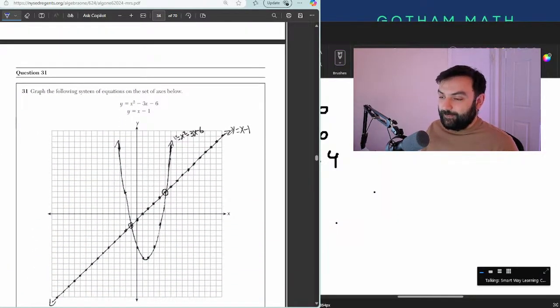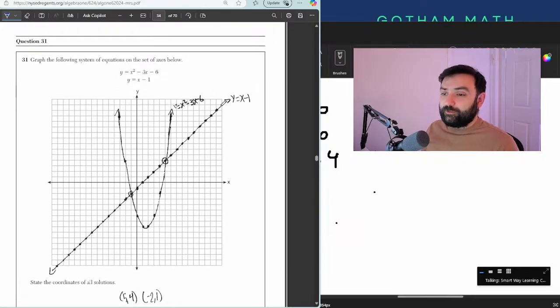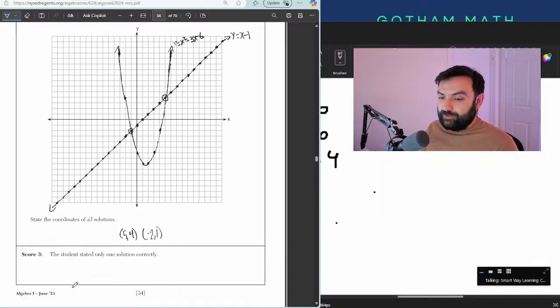All right, this one looks good. The equations are there. There's no work though, probably done on a calculator. And this is a 3. The student stated only one solution correctly. Oh, I didn't even notice. The location is correct, but it's not -2, 1 for no reason. It's -1, -2. I don't know. Like all of a sudden the student just forgot how to name the coordinates randomly.